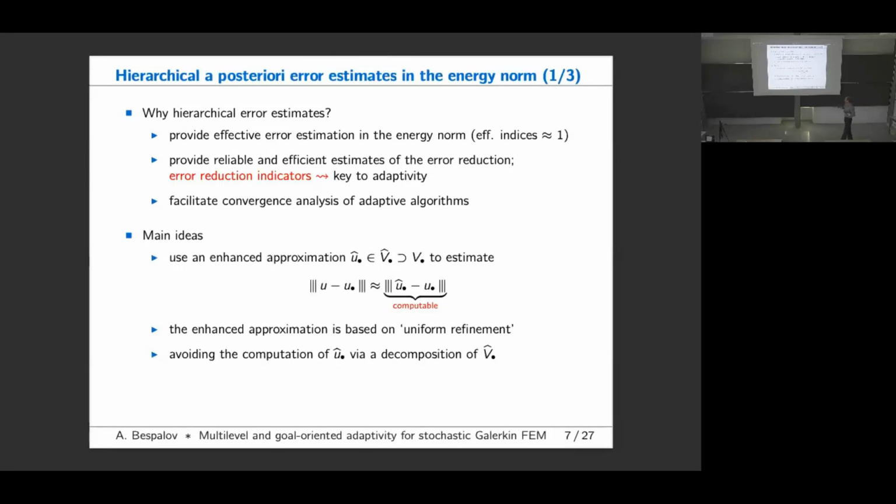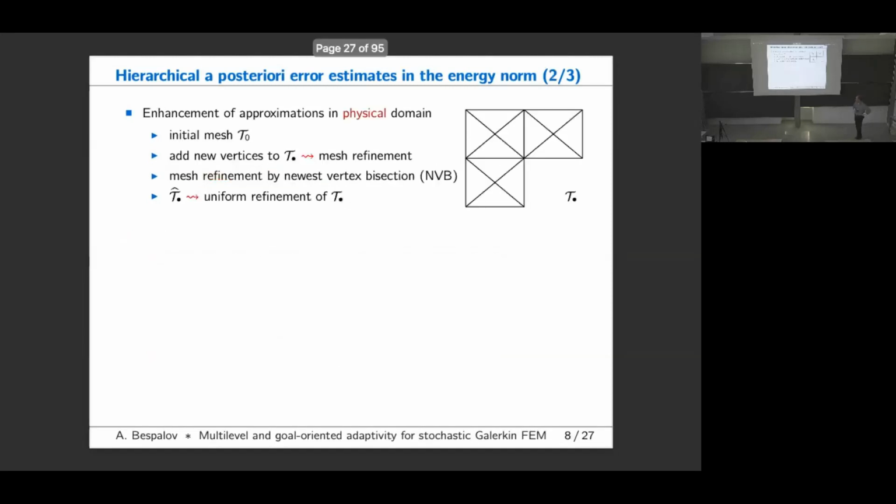Main ideas in a nutshell. Basically, the key thing, you approximate the unknown error by something computable that involves a better approximation. So you enhance your approximation on a larger space, and then you compute the difference. Enhanced approximations will be denoted with hats, and they are based on, in some sense, uniform refinements. And of course, you want to avoid computation of U hats, and you do this normally using the Bank-Weiser strategy by decomposing your enhanced discrete space. So this is in a nutshell.